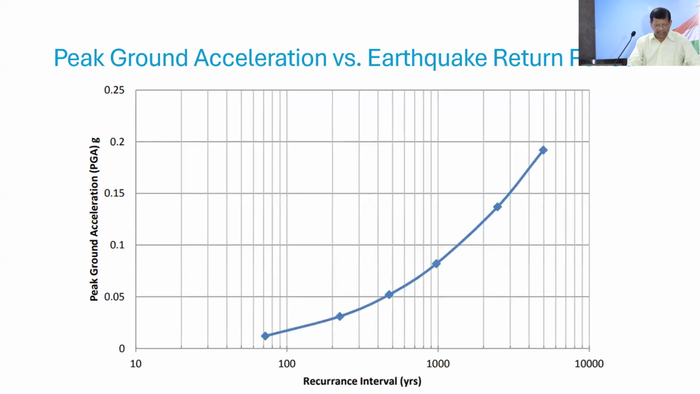Again, you can see how the PGA changes with the return period. It increases exponentially. You go from 1000 to 10,000, this is a logarithmic scale. It is exponentially increasing, so it goes much higher.